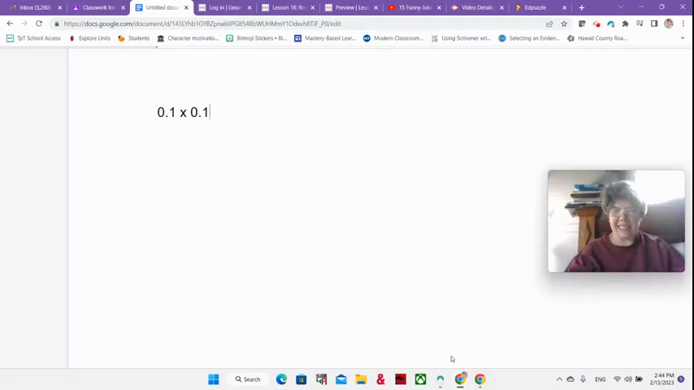Okay, here we are on lesson 18, part 1. And in lesson 18, we're thinking about decimals and fractions when we multiply. So we're going to multiply decimal numbers by 1/10. And here you see 1/10 times 1/10.